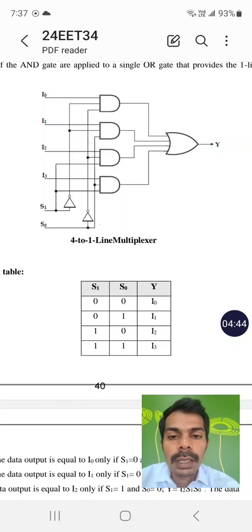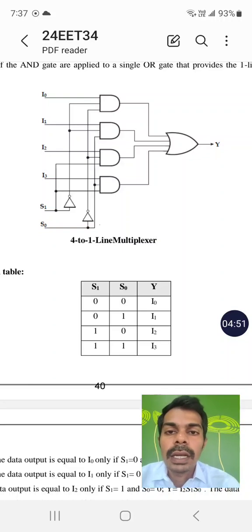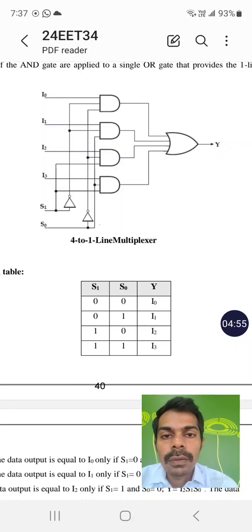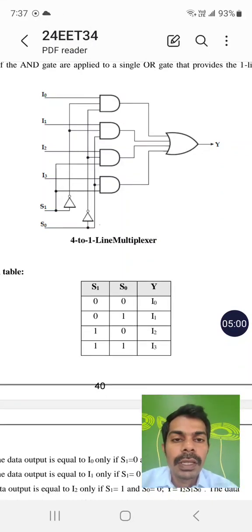The same thing, 0 and 0 for the selection line, it is complemented and given to the AND gate as 1 and 1. We are giving I0 as 1. So 1, 1, 1. So the AND gate gives the output as 1. So it will appear in the output Y as 1. This is the operation of the multiplexer.